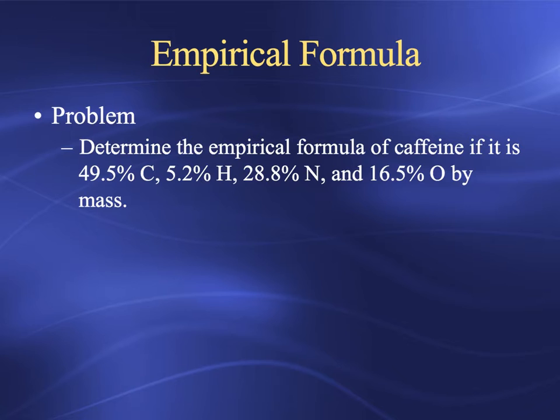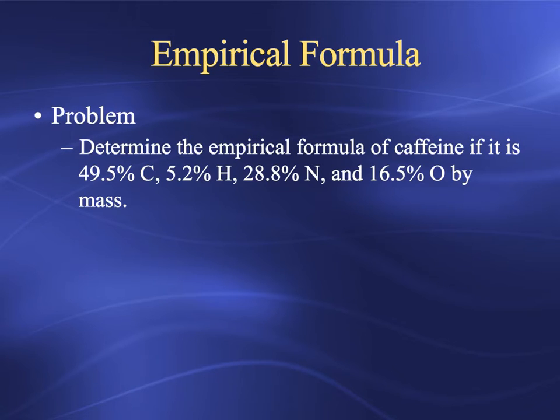So let's try one that's got a few more elements in it. Determine the empirical formula of caffeine if it is 49.5% carbon by mass, 5.2% hydrogen, 28.8% nitrogen, and 16.5% oxygen. So here we got 4 elements to deal with. We'll see how well this turns out. Now, remember, these are measurements, so it may not be a perfect answer. We'll see what we get.